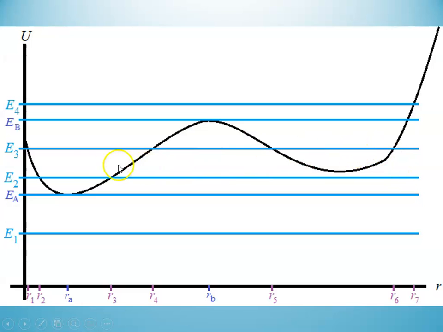What if your particle here had energy E3 and you put it at the point R1? What's it going to do? Well, it's going to accelerate off to the right. Why? Because there's a force acting on it toward the right. Why is there a force? There's a force because points just to the right of R1 have a lower potential energy. Whenever there is a difference in potential energy, a potential energy differential, an object will feel a force.